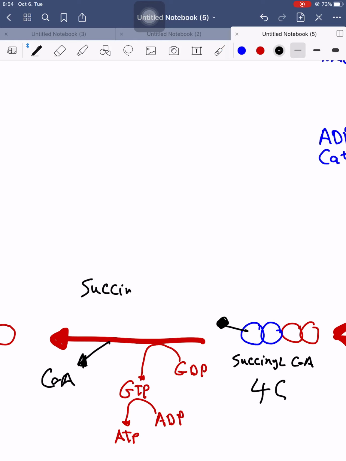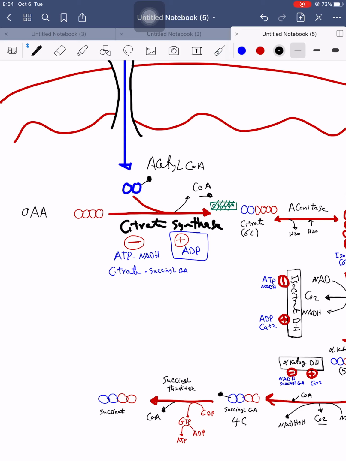We can say succinyl thiokinase. This thiokinase step is the only place where GTP is formed. We don't have another place in the citric acid cycle to produce it. Okay, so now we have succinate. Succinate is 4 carbon as well.